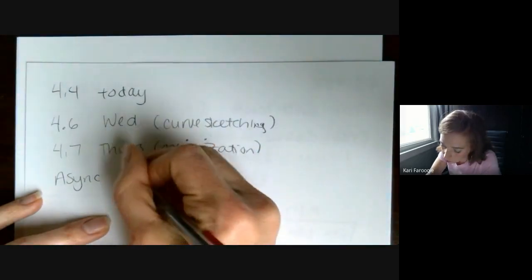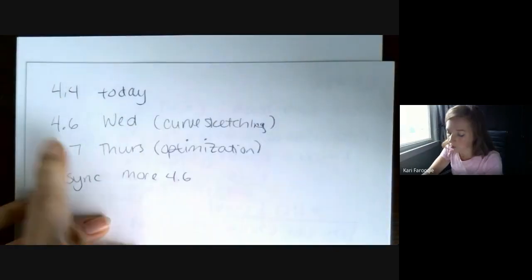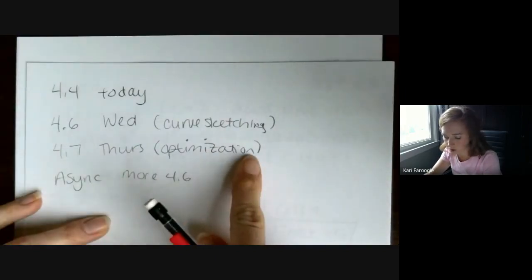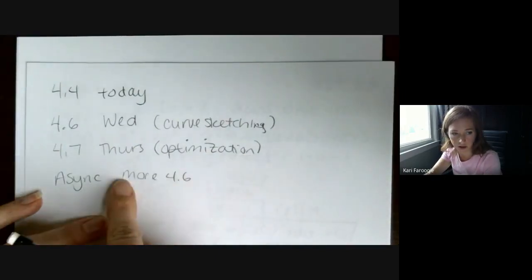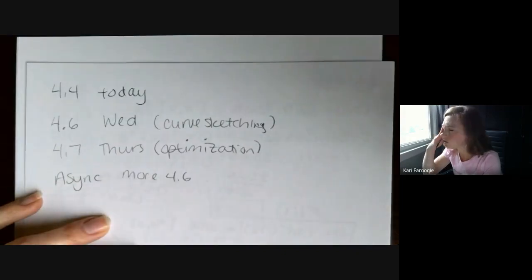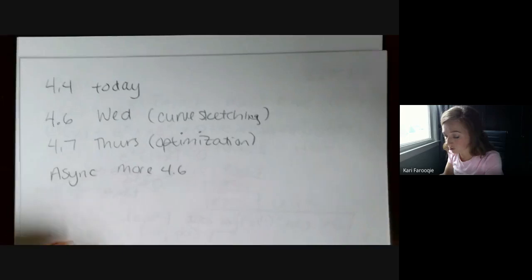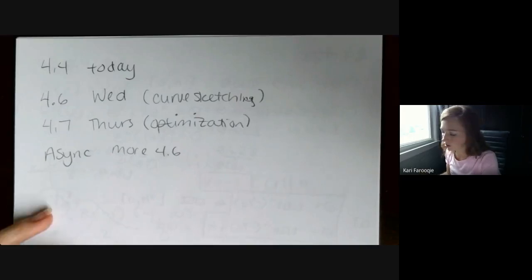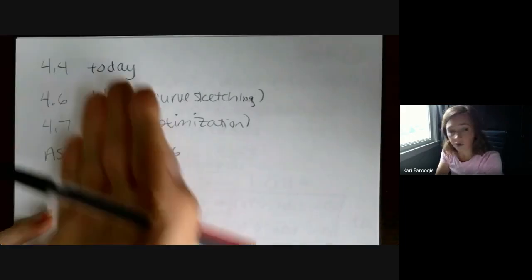So for your asynchronous work, I was just going to do more 4.6. I want you to see it, start working on it, get to feel comfortable with it, talk about some 4.7 and with optimization, and then for your async work, I just wanted to do more curve sketching with different types of functions. Usually I start out doing rational functions, and then I move into polynomials and radicals. Not as many polynomials and radicals, because those functions don't have as many types. When you're dealing with rational functions, you have a lot of asymptotes and things that change the behavior of the function very drastically. So that's sort of my plan for the week.